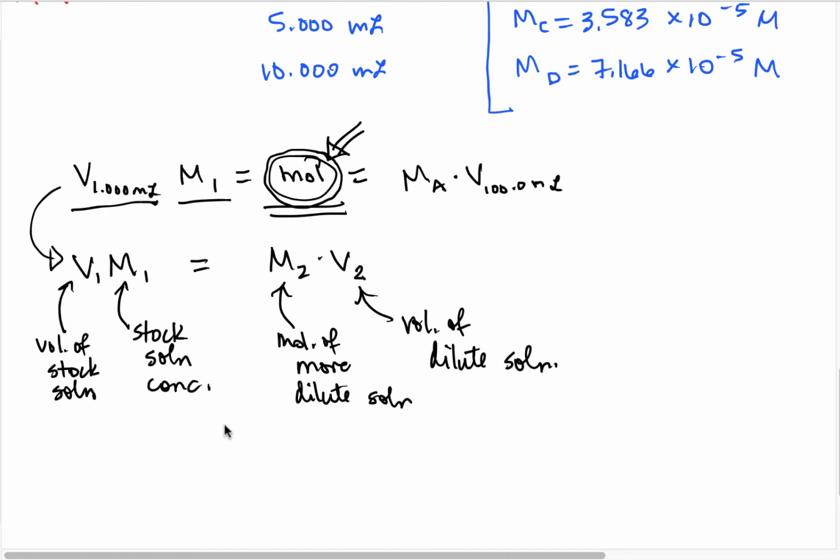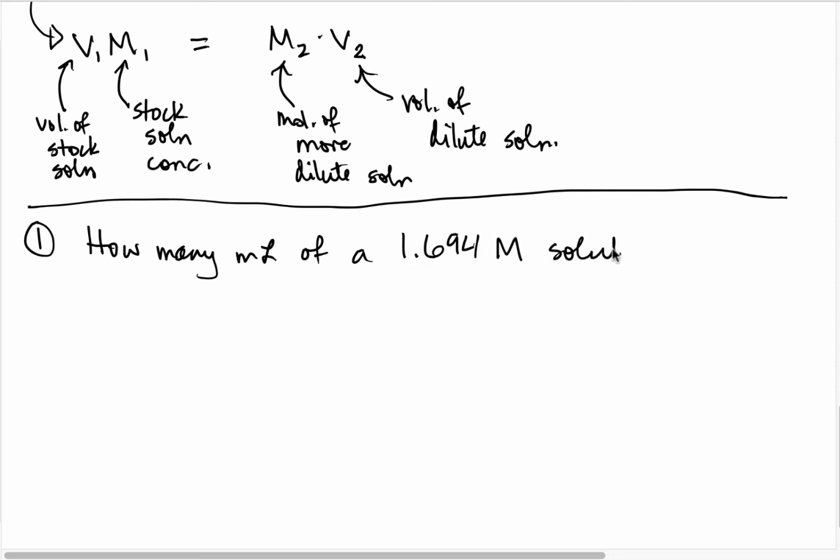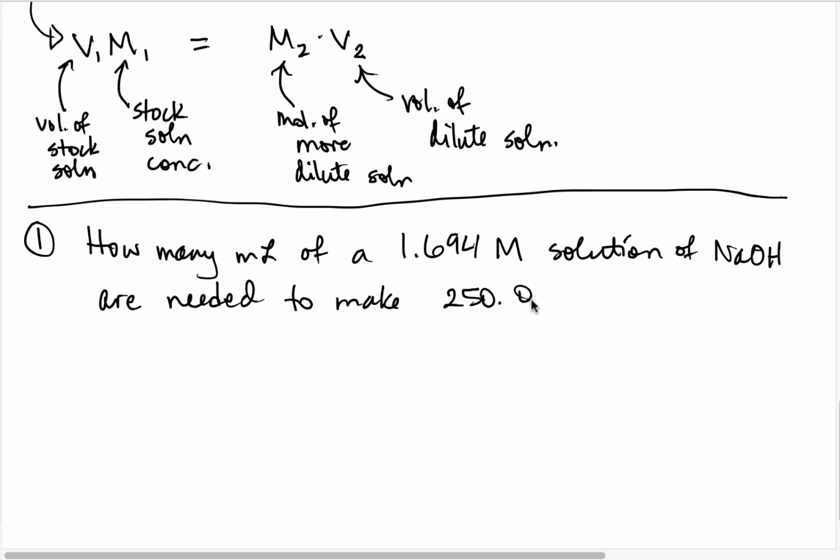Let's take a look at some questions that we might use this sort of calculation for. So you might be asked something like, how many milliliters of a 1.694 molar solution of NaOH are needed to make 250 milliliters of 0.5 molar NaOH.